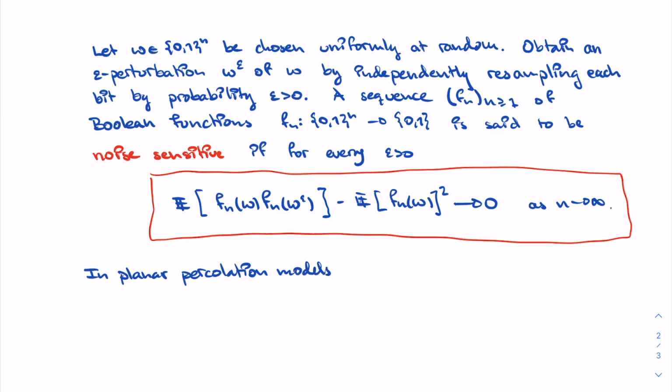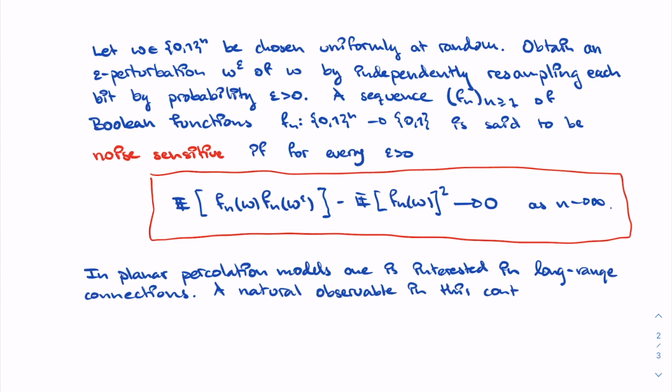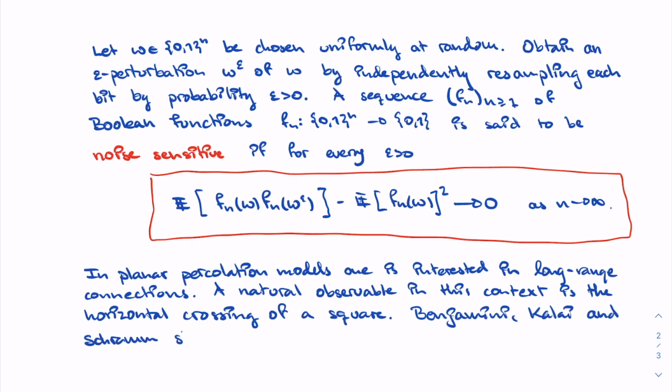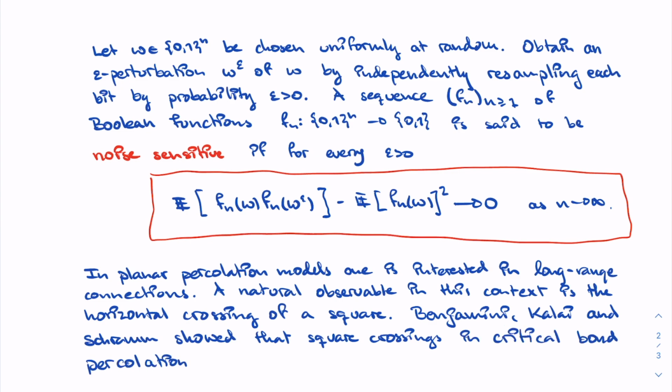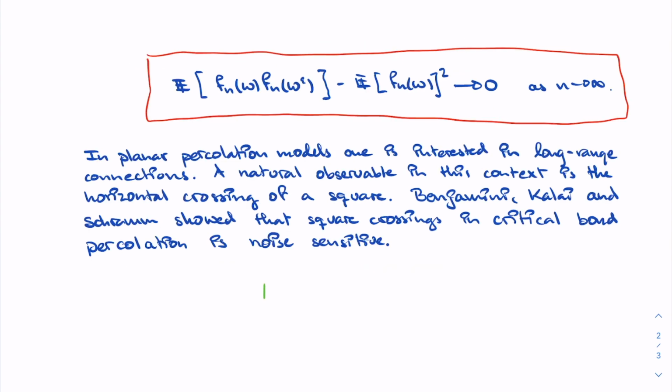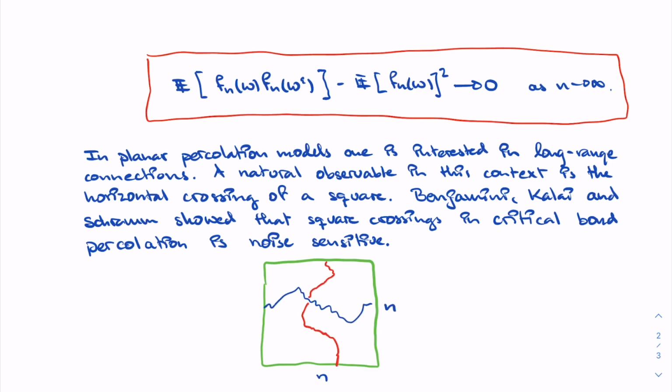In planar percolation models, one is interested in long-range connections. A natural observable in this context is the horizontal crossing of a square. Benjamini and Schramm show that square crossings in critical bond percolation are noise sensitive, meaning that having observed a crossing before the perturbation gives us no information asymptotically whether there will be one after the perturbation.